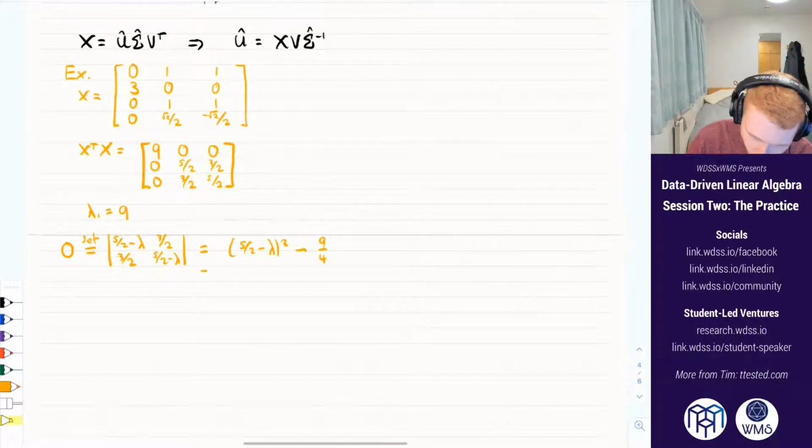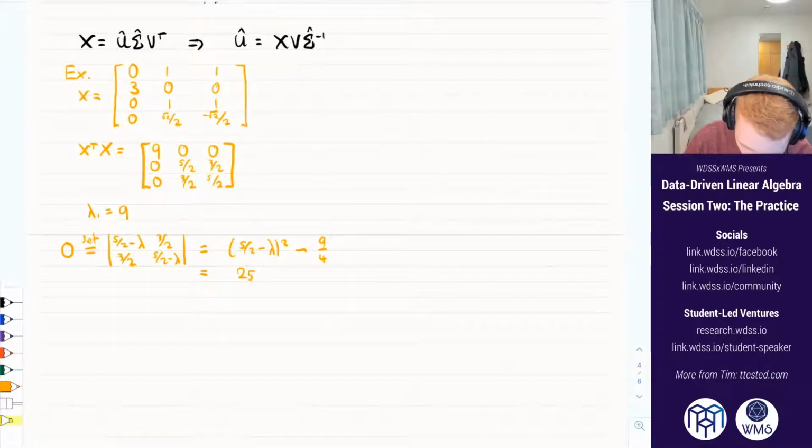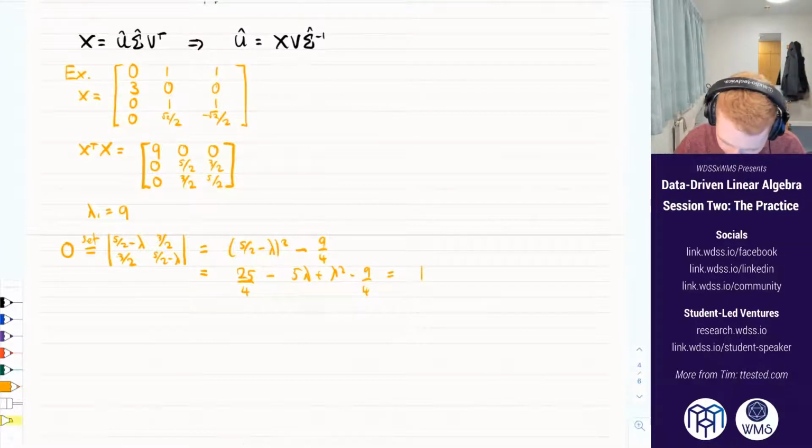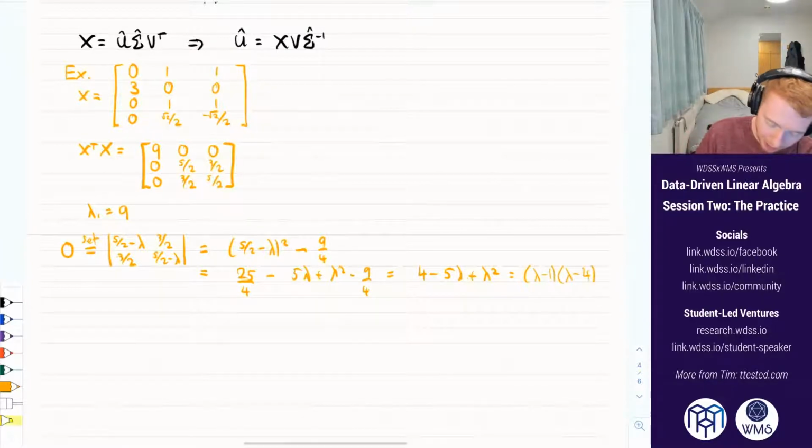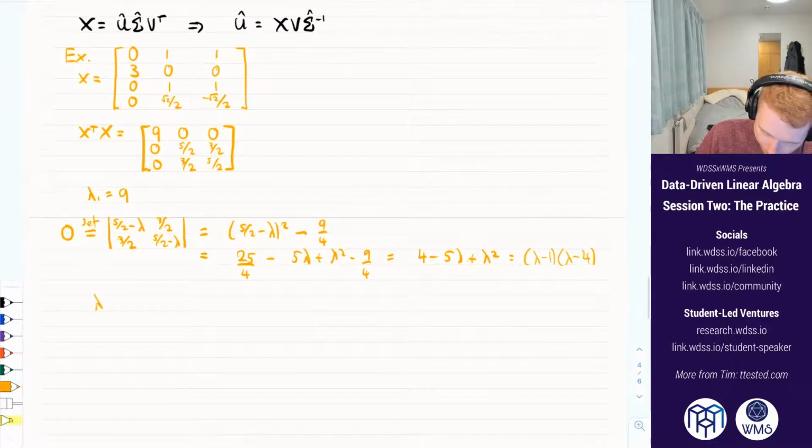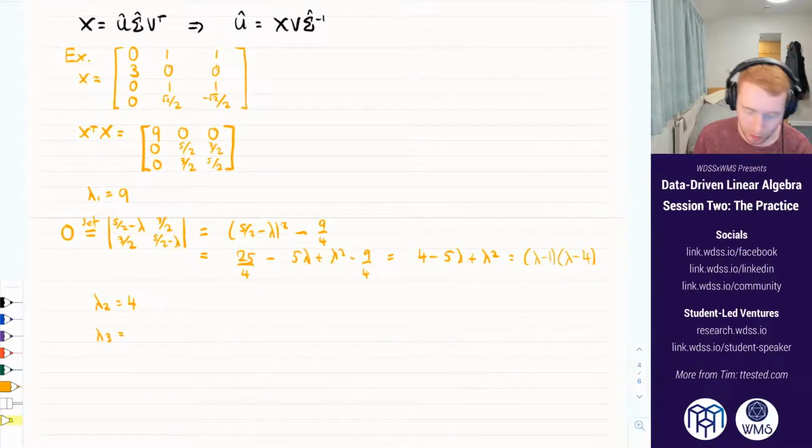Okay, so multiplying this out, we get 25 over 4 minus 5 lambda plus lambda squared minus 9 over 4, which is going to give us 16 over 4, which is 4, minus 5 lambda plus lambda squared. And so factorizing this, we get (lambda minus 1)(lambda minus 4). And so our eigenvalues are 4 and 1. Okay, great.